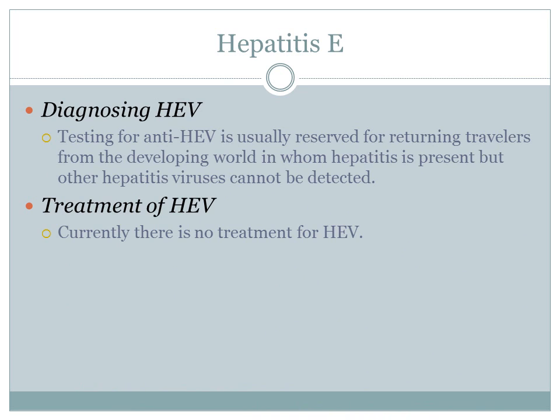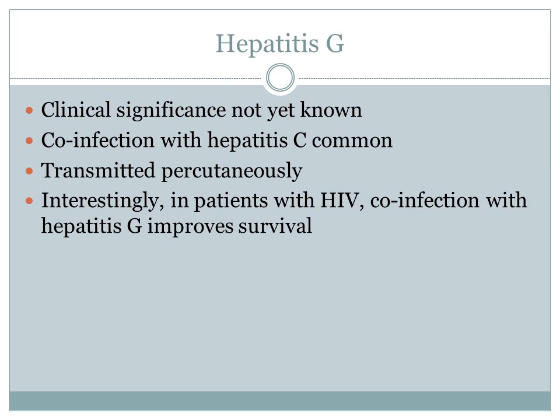Testing for the antibody for hepatitis E is usually reserved for returning travelers from the developing world in whom hepatitis is present, but other hepatitis viruses cannot be detected. There is no current treatment for hepatitis E. Supportive measures. Hepatitis G, briefly mentioned earlier, clinical significance not known. Co-infection with hepatitis C is common. It's transmitted percutaneously. And interestingly, in patients with HIV, co-infection with hepatitis G improves survival.